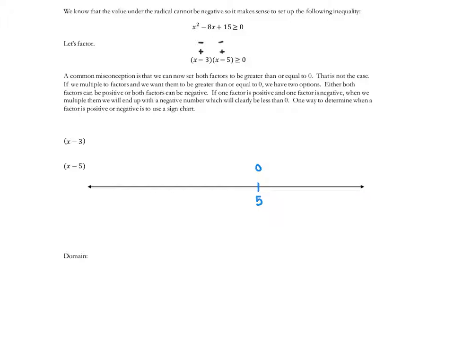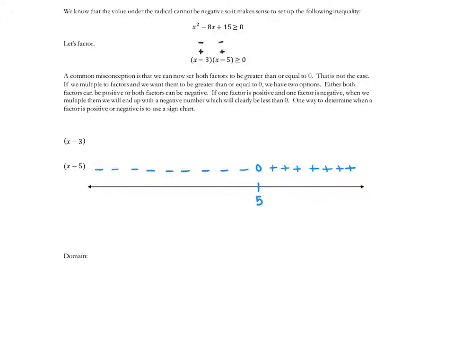Now, if I choose a number that's larger than 5, like 6 or 7, and I plug in that term, I'll end up with a positive number, because 6 minus 5 is a positive 1, 7 minus 5 is a positive 2, and so on. Any number larger than 5 that I put into that expression will give me a positive number. If I choose a number less than 5, let's say 0, then 0 minus 5 would be negative 5. Any number less than 5 would give me a negative number. So I'm just going to mark that as negative.